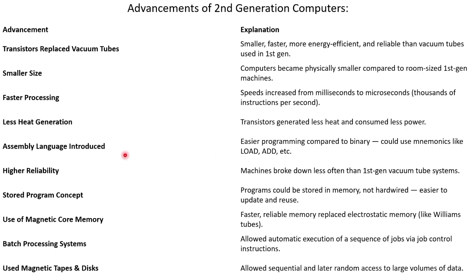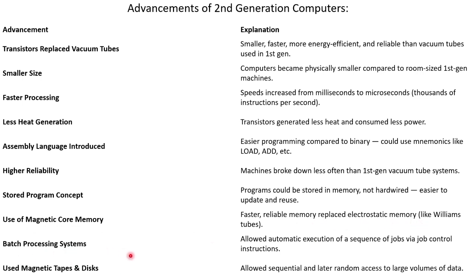Assembly language was introduced, making programming easier compared to binary; you could use mnemonics like load, add, etc. Higher reliability: machines broke down less often than first generation vacuum tube systems. Stored program concept: programs could be stored in memory, not hardware, making them easier to update and reuse. Use of magnetic core memory: faster, more reliable memory replaced electrostatic memory like Williams tubes.